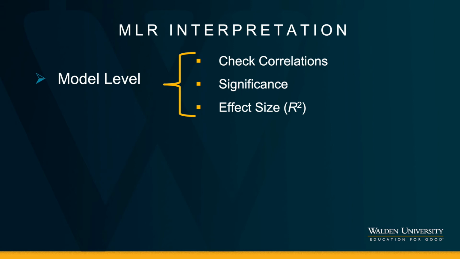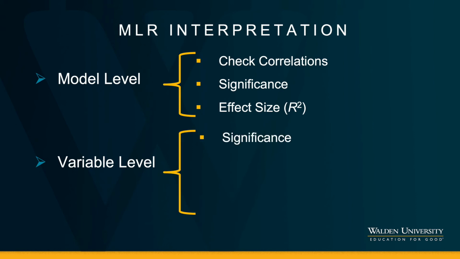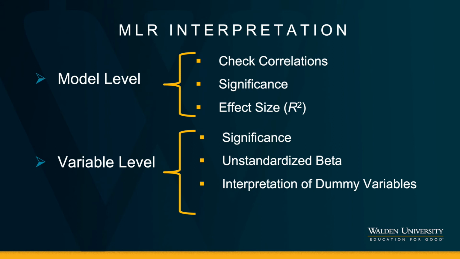Then we will look a little bit deeper at variable level. Each variable will be evaluated for significance. If it is significant, we will interpret the unstandardized betas, including for the dummy variable. And then we will evaluate the standardized betas to see which variable has a stronger push on that dependent variable.